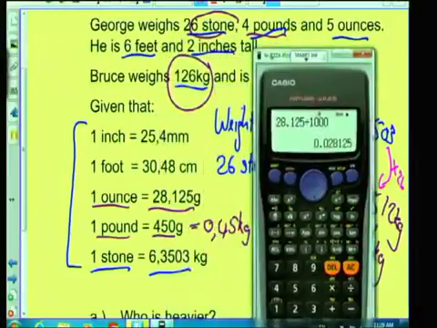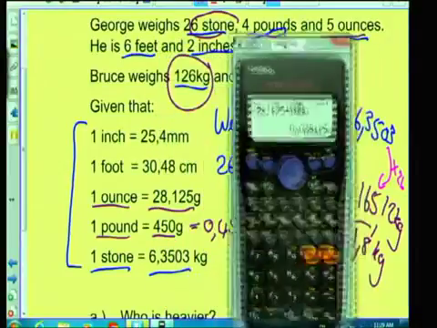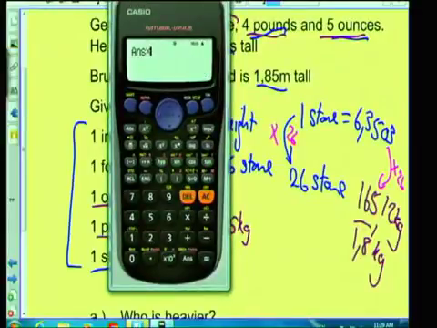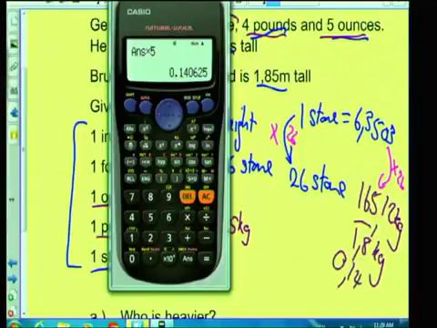But I haven't got 1 ounce, I've got 5 ounces. So what am I going to do to this answer? I'm going to multiply by 5. And that gives me 0,141, or I round it off to 2 decimal places, and it looks fine as far as that's concerned.